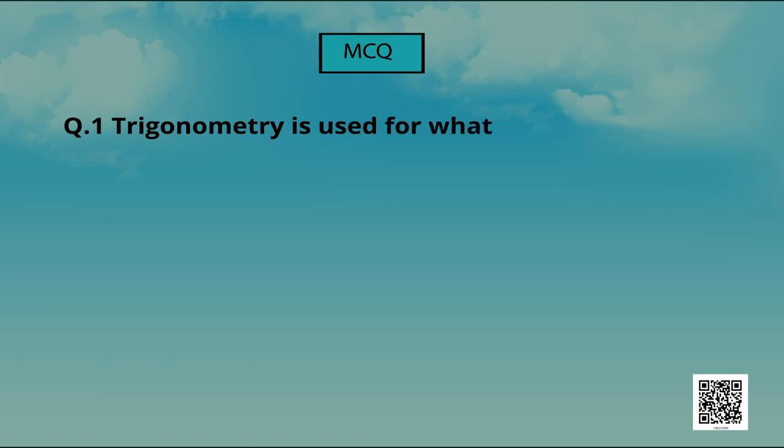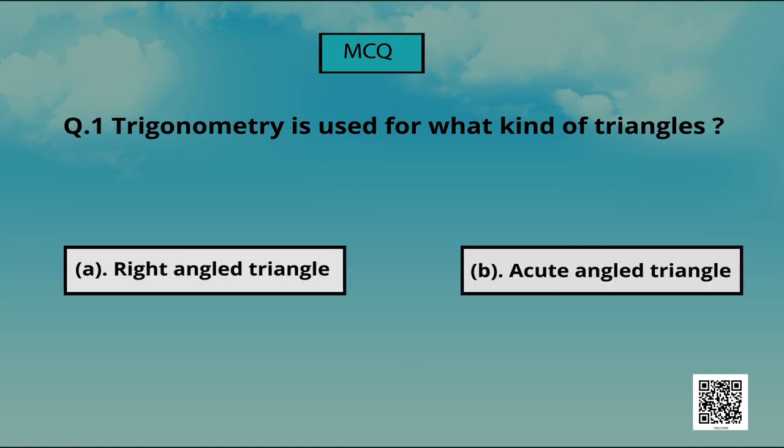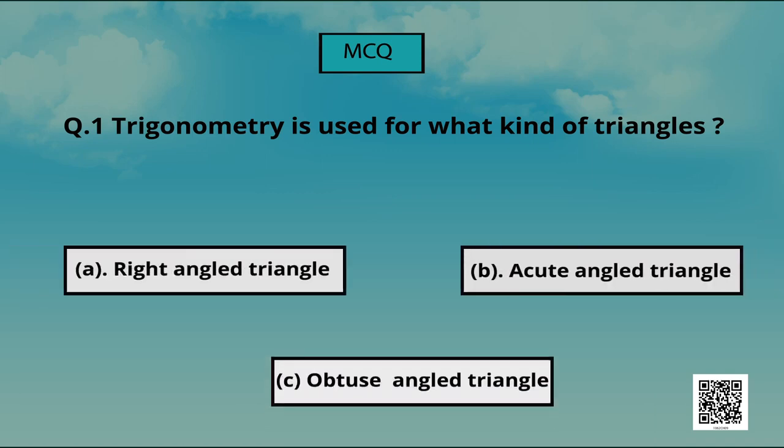Let us do a few multiple choice questions and revise the chapter. Question number 1. Trigonometry is used for what kind of triangles? You have 3 options: right angle triangle, acute angle triangle, obtuse angle triangle. So what is the right answer? The right answer is A part, right angle triangle.